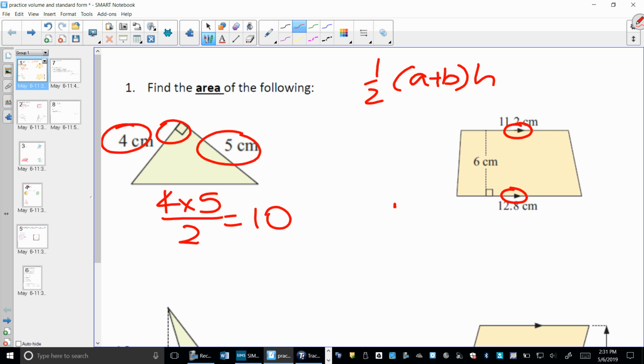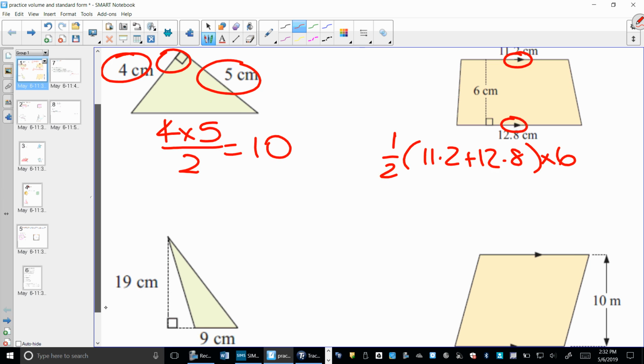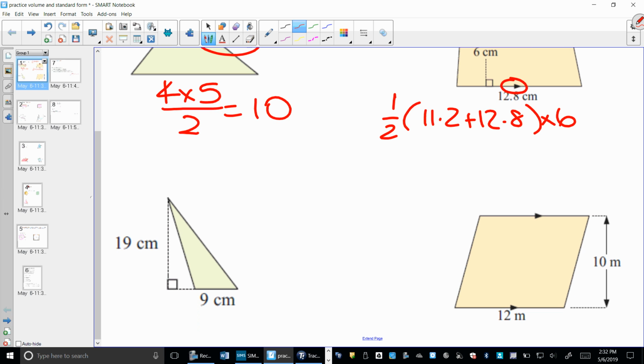Right, so we've got a half multiplied by 11.2 plus 12.8 in brackets, multiplied by 6. So if you put it into a calculator just like that, you will get the correct answer. I forget what it is, but it doesn't really matter. Again, you can watch this on a video later. It may be better off to absorb it now rather than stress about copying everything down.